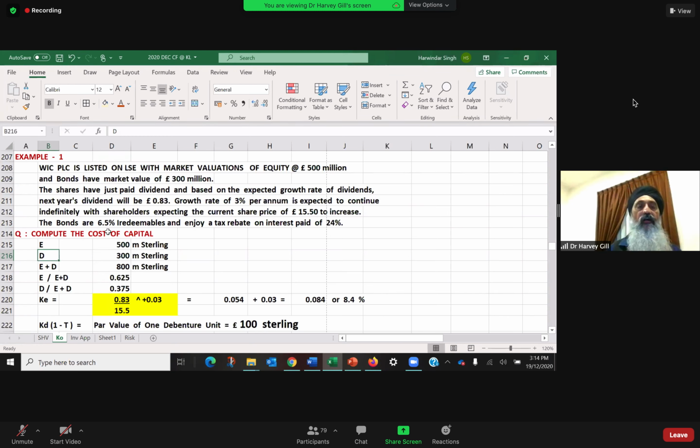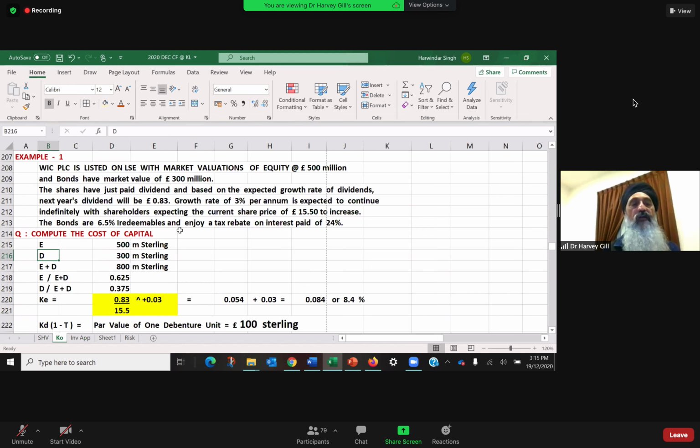The shares have just paid a dividend, and based on the expected growth rate of dividends, next year's dividend will be 0.83. So we already know next year's dividend. Growth rate is expected at 3%. How we calculate this growth rate, we will talk about presently. And this is expected to continue indefinitely, with shareholders expecting the current share price of 1550 to go up, obviously.